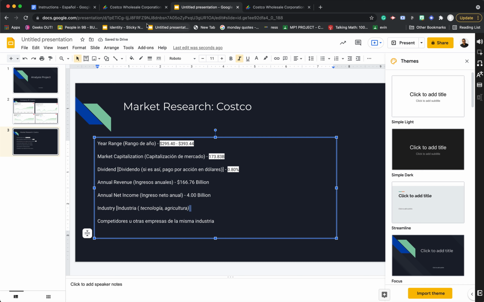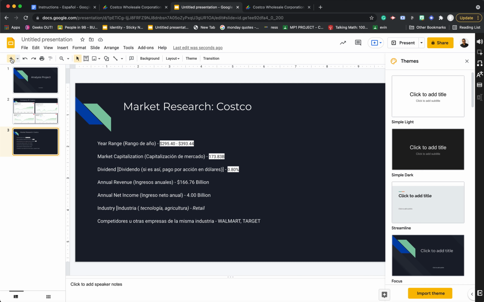Now the industry you're not going to find here. You can Google this if you want to, but Costco is a retail industry. They're selling clothing, they're selling house items, they're selling a bunch of things, so they're retail. And then competitors of Costco, what are stores or companies that compete with them? You can think of things like Walmart, Target, or any of those big brand stores. All right, so that's for Costco.